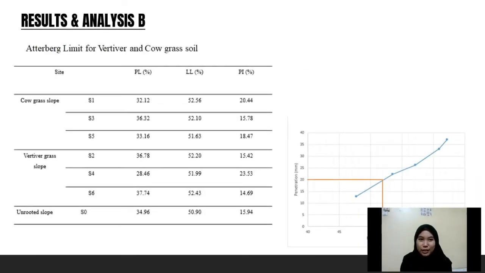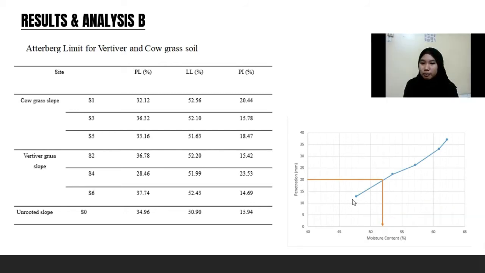Okay, so now I'm going to talk to you about the results of the Atterberg limit test for vetiver, cow, and unrooted slope. We have seven samples. S1, S3, and S5 are for cow grass, S2, S4, and S6 are for vetiver grass, and S0 is for unrooted. We will calculate the percentage of plastic limit, the percentage of liquid limit, and the percentage of plasticity index.